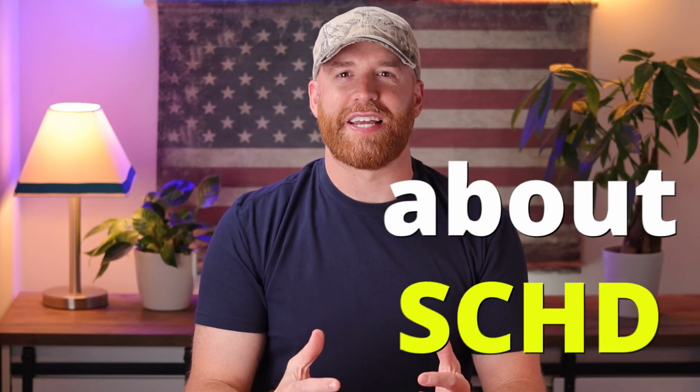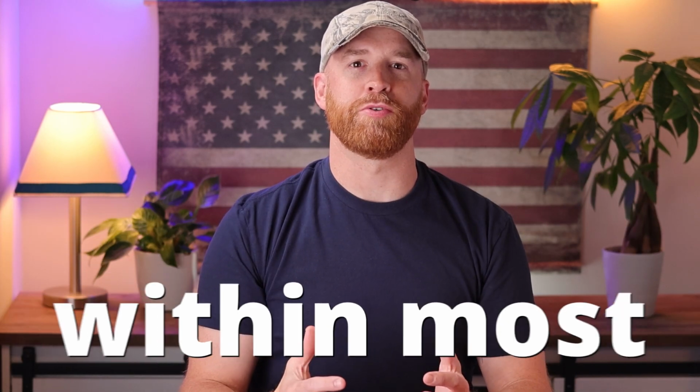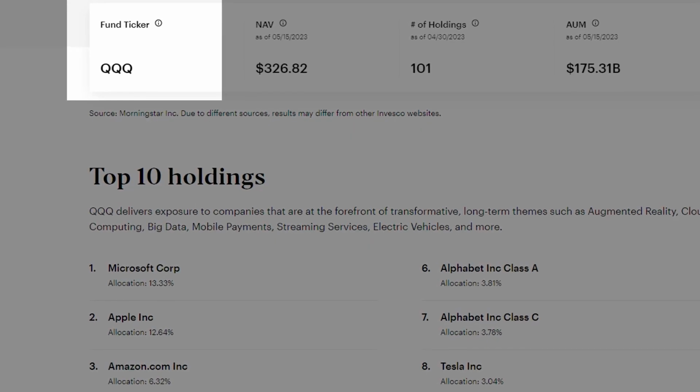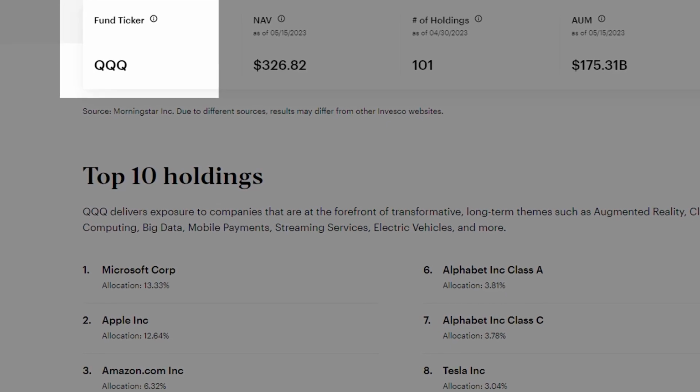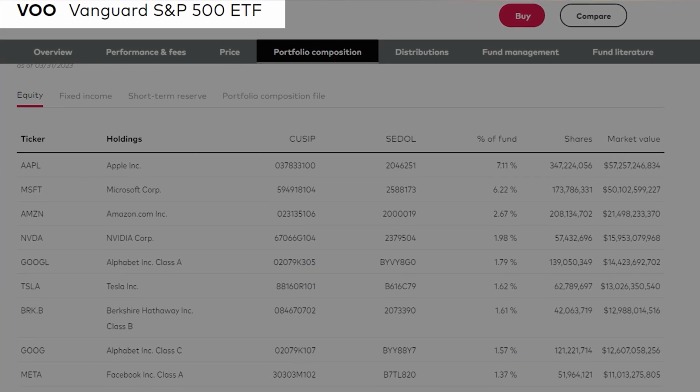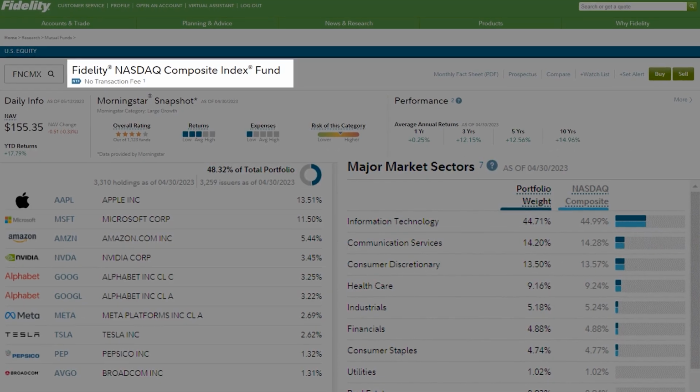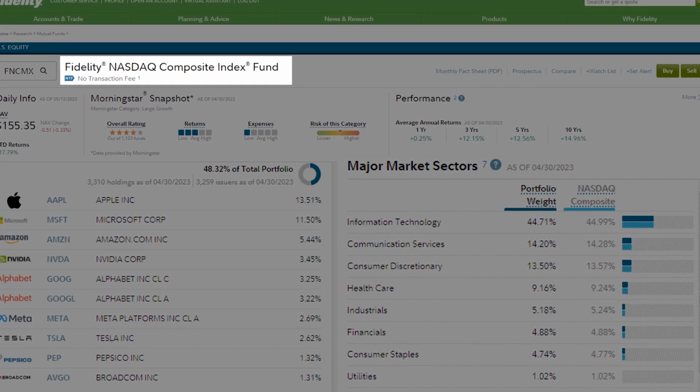What is so unique about SCHD, and how does it fit with most modern portfolios? In an investing world that's gone wild for low-cost index investing and growth or aggressive growth portfolios, the funds that dominate headlines tend to all be very similar. Whether it's QQQ from Invesco, which is a Nasdaq 100 fund, VOO from Vanguard, which is an S&P 500 fund, or something more broad like a Nasdaq composite fund from Fidelity that carries all the Nasdaq.